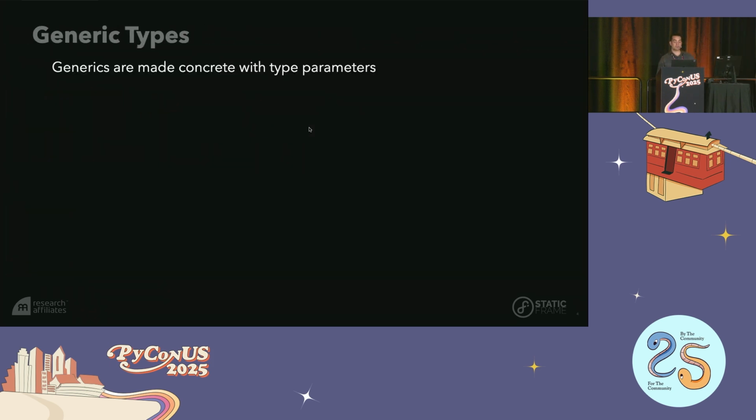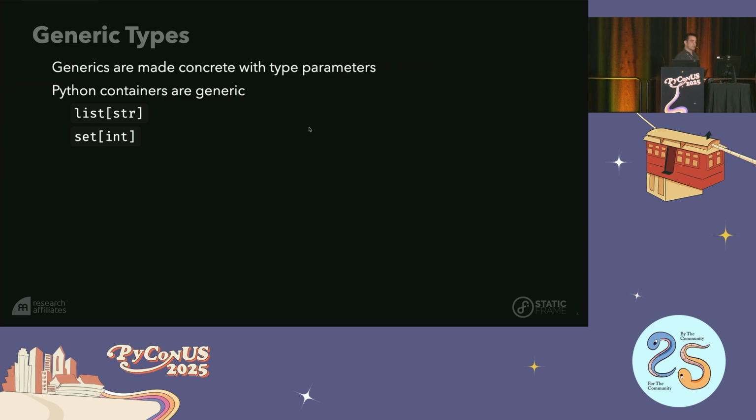So generics are made concrete with type parameters. A generic unspecified needs to be made concrete by providing what the parameters are that that generic type is set at. Many Python, probably all Python containers now are generic.